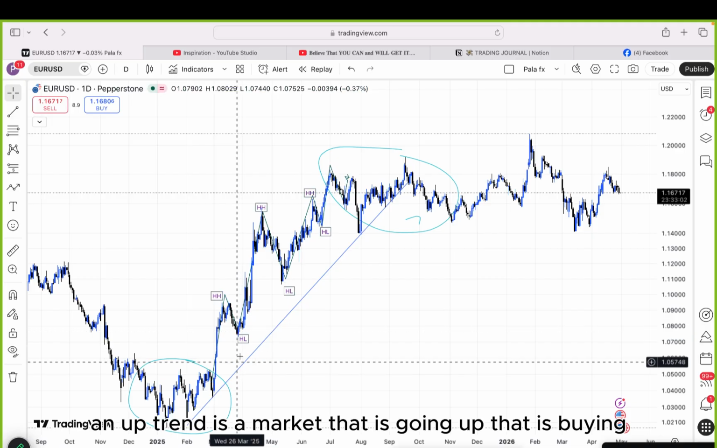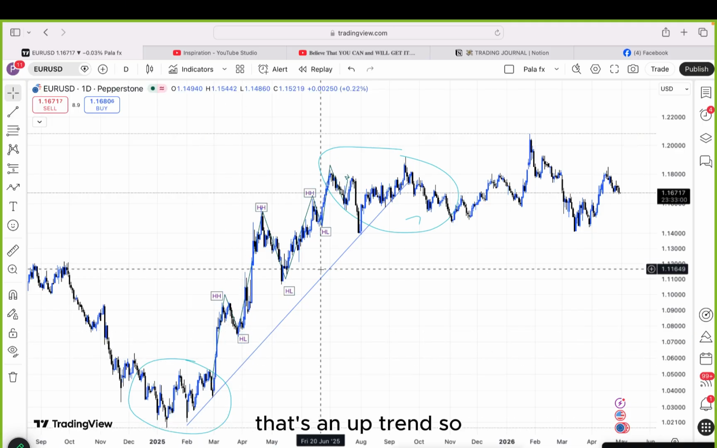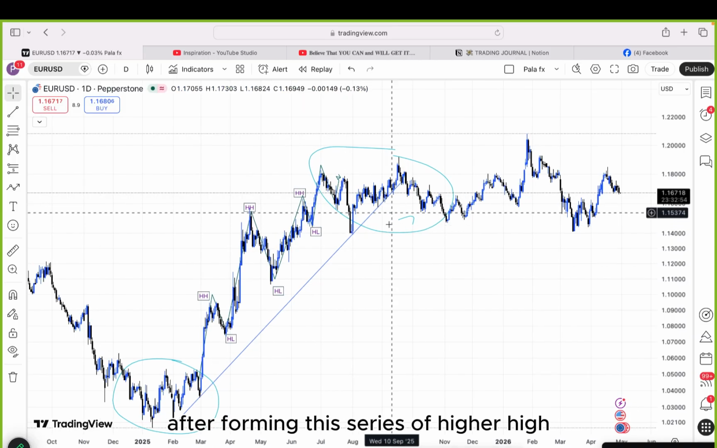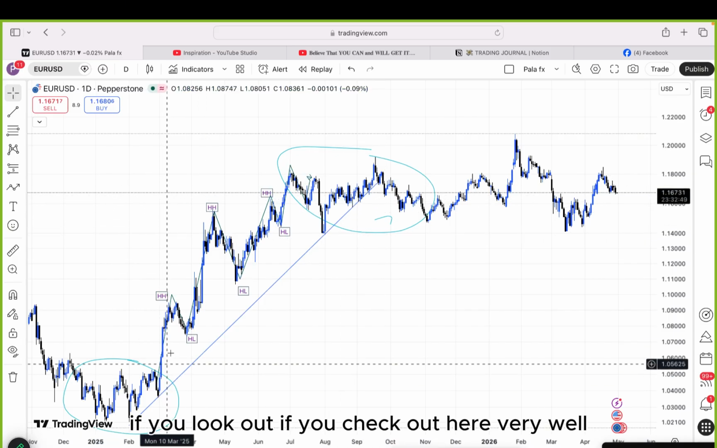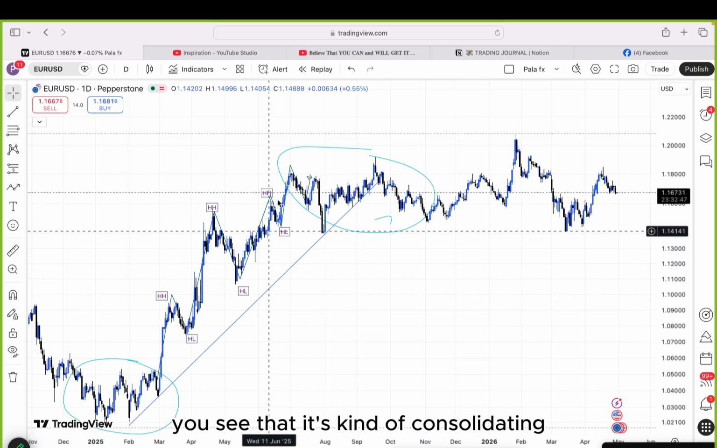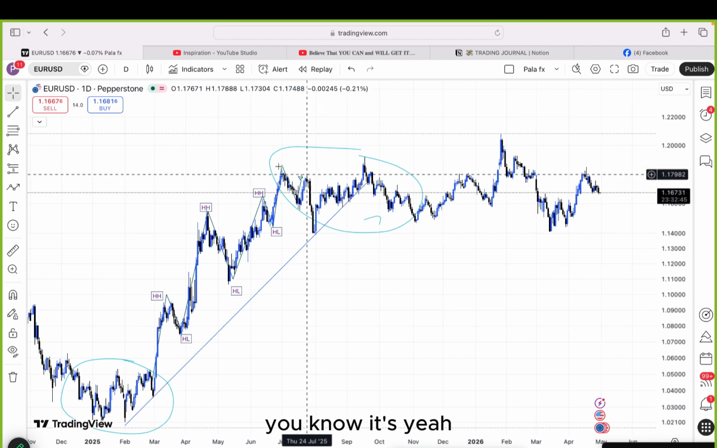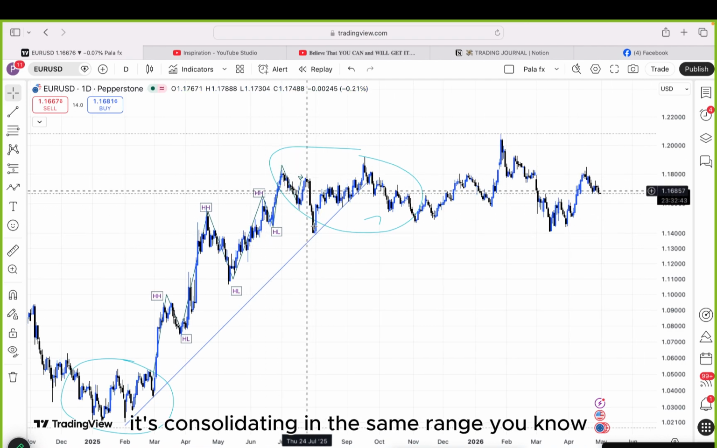An uptrend is a market that is going up, that is buying. That's an uptrend. But then again, after forming this series of higher high, higher low, higher high, higher low, higher high, higher low, if you check out here very well, you see that it's kind of consolidating in the same range.